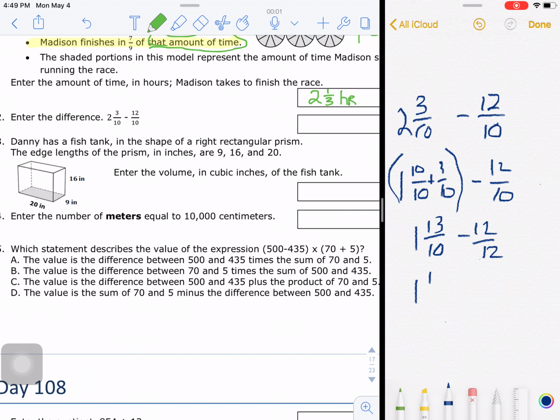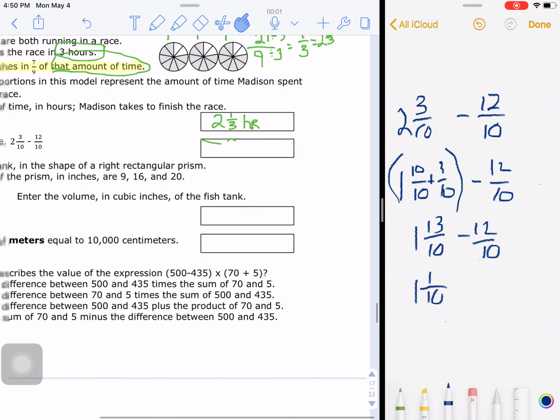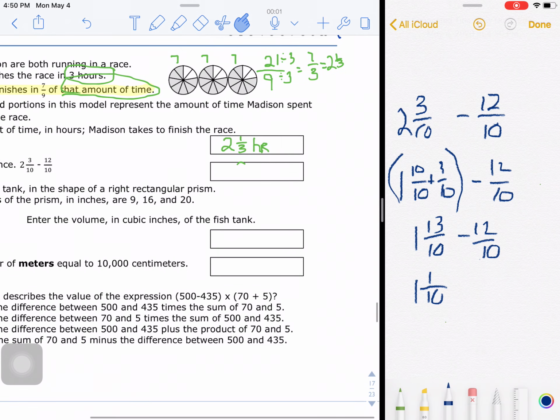Whoops, I wrote the wrong number there. Let me change that. That leaves me with 1 1/10. There we go.